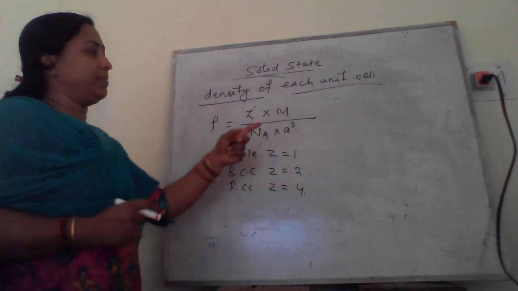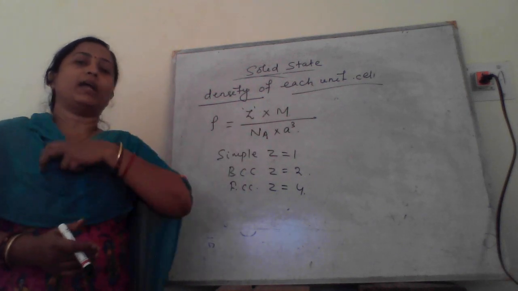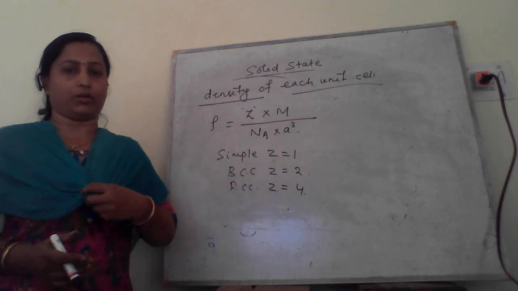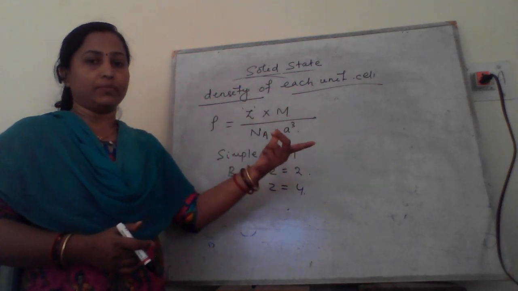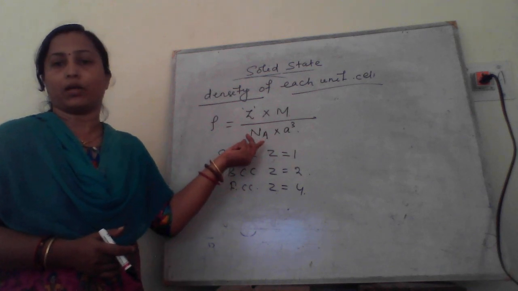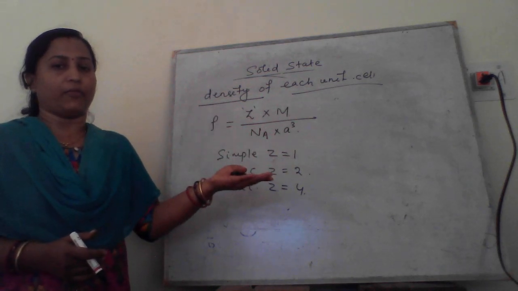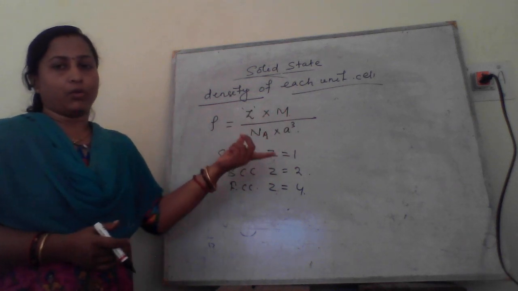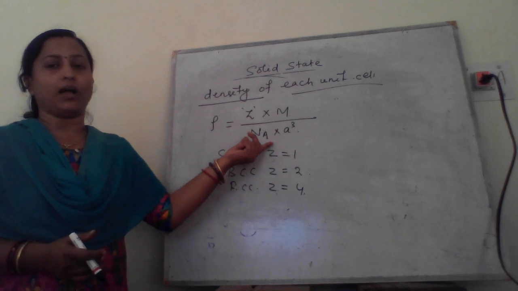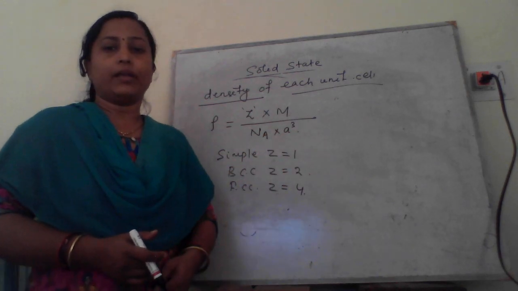So what is M here? M is the molecular mass of the atom or molecule. So M is the molecular mass, that means Avogadro's number of atoms, that is 6.023 into 10 to the power 23 atoms having weight M. And N_A, you all know, is the Avogadro's number. And a is the edge length of the unit cell.